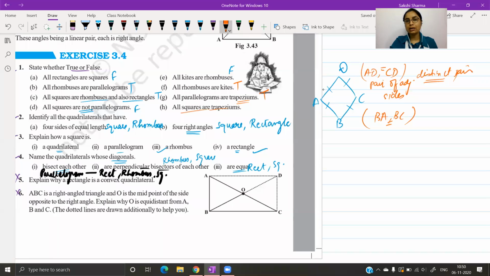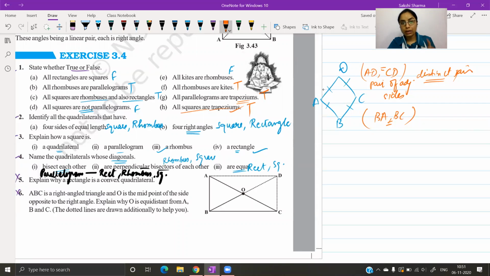Then all squares are trapeziums. If all parallelograms are trapeziums, then definitely जितने भी parallelograms बनते हैं, parallelograms कौन कौन से होते हैं? Rhombus, rectangle, squares, वो सभी के सभी क्या बन जाएंगे? Trapezium बन जाएंगे. So from G part you can conclude H part, the statement is true.